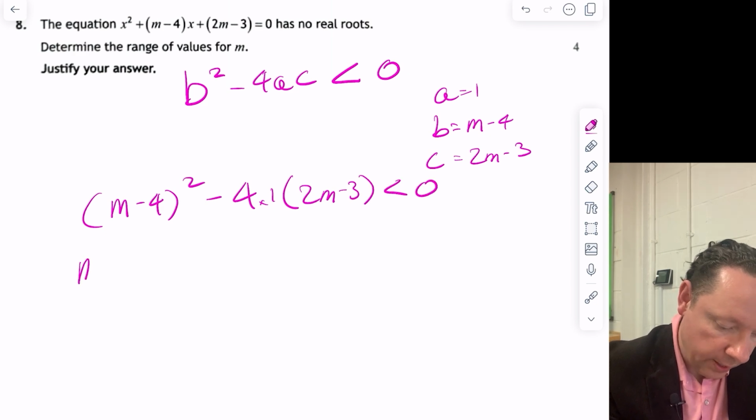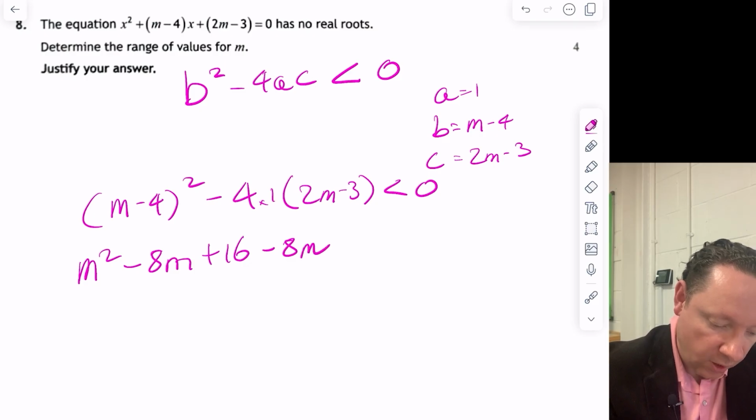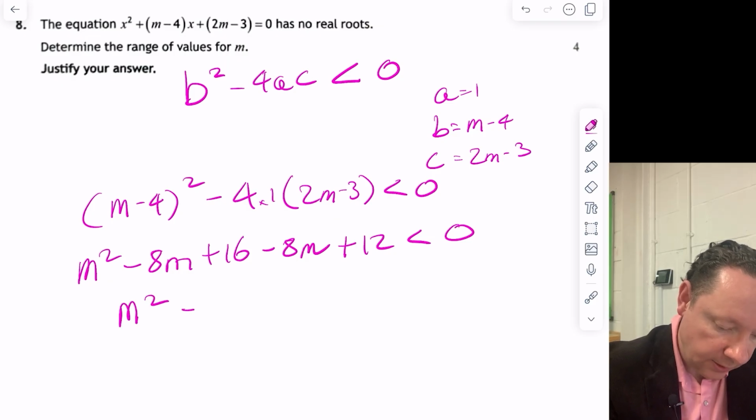So that's m squared minus 8m plus 16, take your time expanding. 4 times 1 is 4, times 2 is 8, so minus 8m. And then minus times a minus is a plus, so plus 12, less than 0. So that gives me m squared minus 16m plus 28 is less than 0.